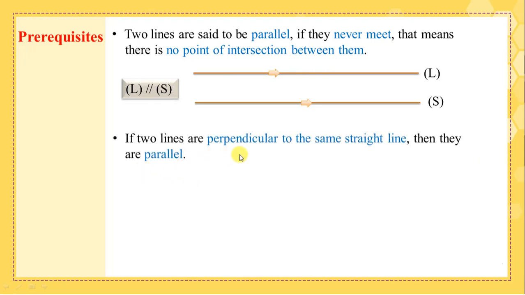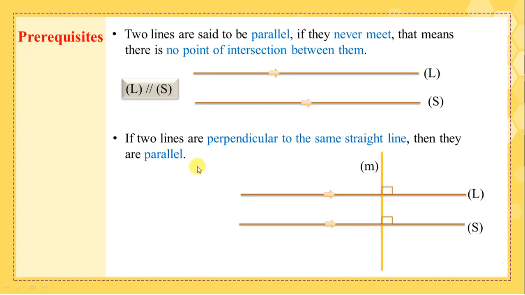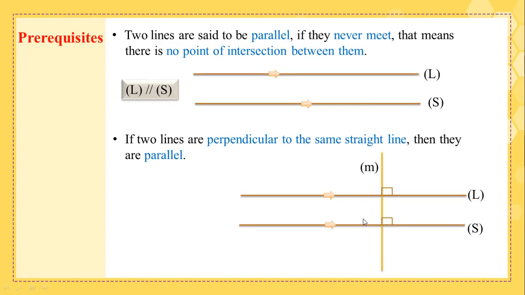If two lines are perpendicular to the same straight line, then they are parallel. Here we have L and S, both perpendicular to the same straight line M, then L is parallel to S. We write L perpendicular to M, S perpendicular to M, then L is parallel to S.